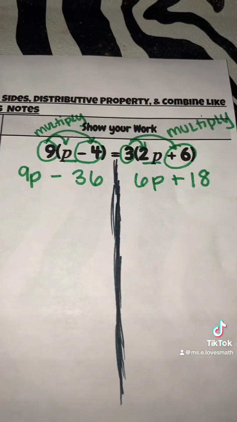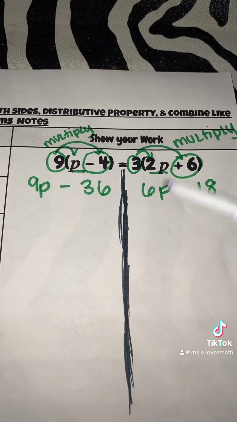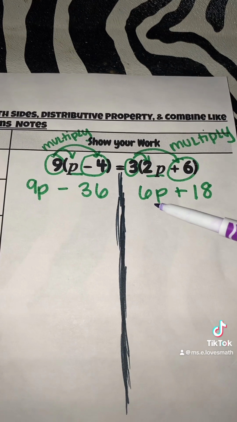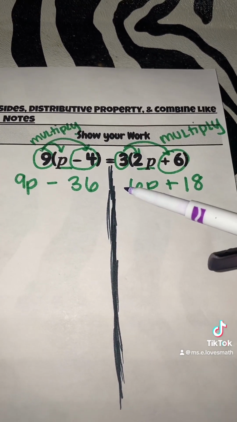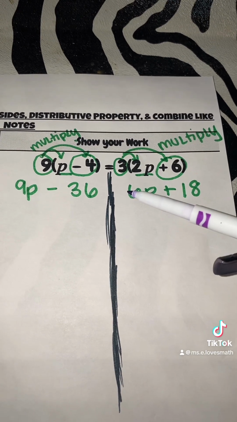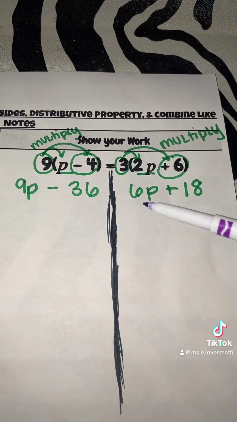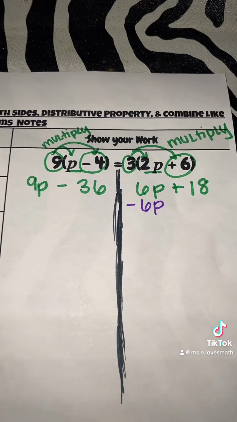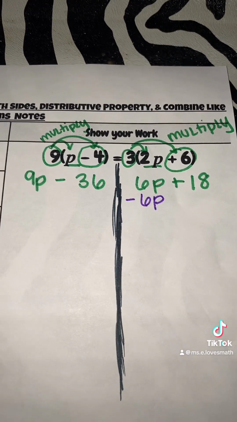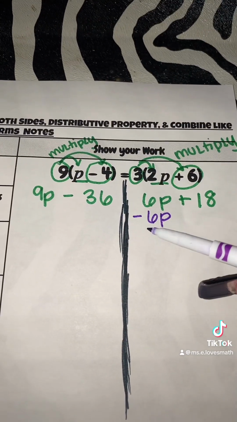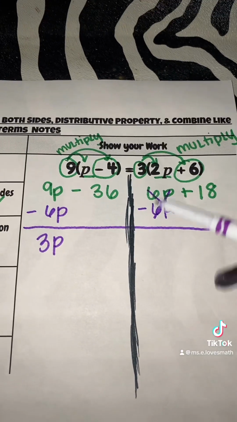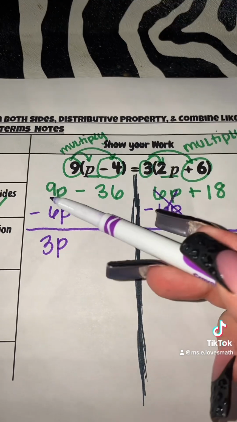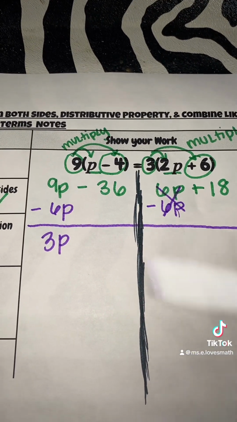To do that, we need to get rid of it over here. To get rid of it over here, we need to do the opposite. Since this 6 is positive, there's no negative in front of it, so we know that it's positive. To get rid of a positive 6p, we need to do the opposite, which is a negative 6p, or subtract 6p. That will eliminate the p on this side and bring all of the letters to the left.